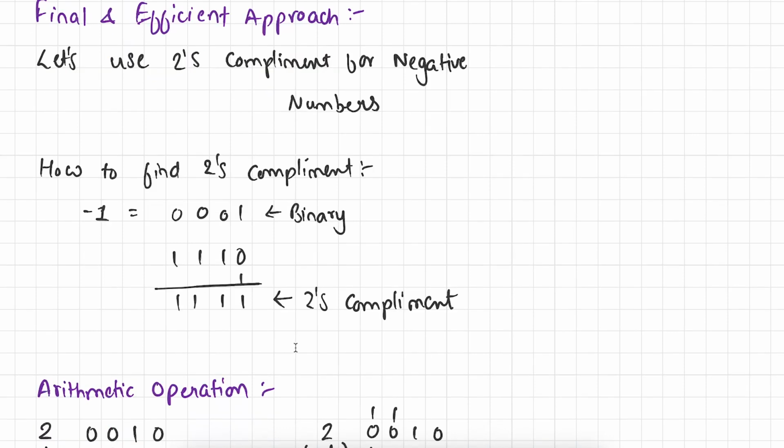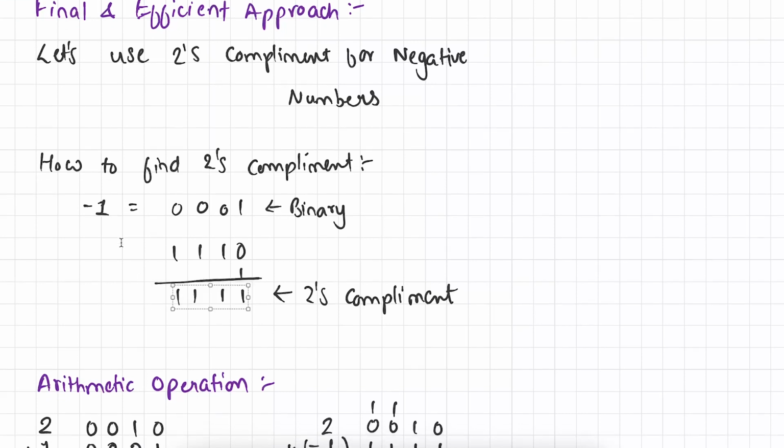We know that after inverting 1's to 0 and 0's to 1, we get 1's complement, right? Till now we are okay. Now how to find 2's complement? The binary representation of number 1 is 0, 0, 0, 1, right? So we simply do 1's complement, and then we simply add 1 to it to find the 2's complement. After adding 1 to it, we get 1, 1, 1, 1. And this is the binary representation of the 2's complement of minus 1.